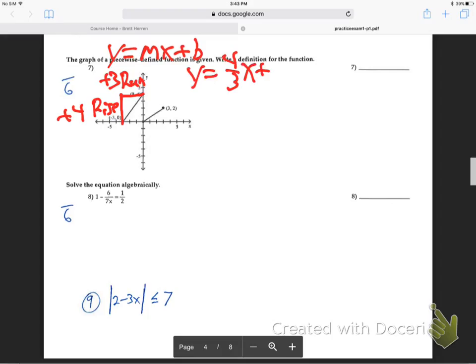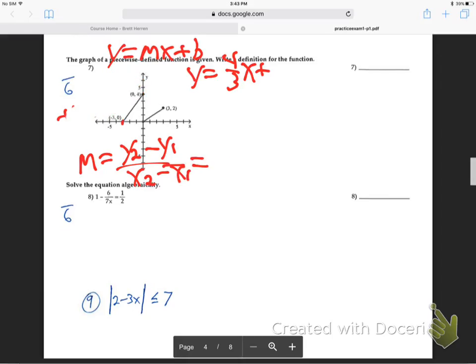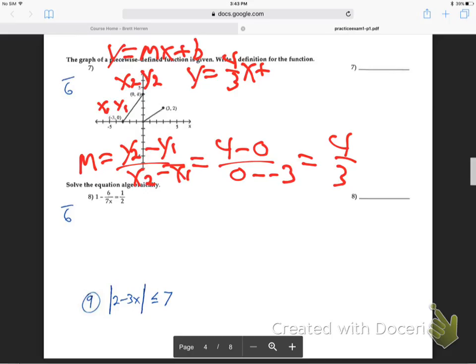4/3 x plus. If you want to be more formal about it, you could do the formula, y2 minus y1 over x2 minus x1. If you're not sure, just looking at it's good enough. You could do the official, x1 y1 x2 y2: y2 is 4 minus y1 is 0, over x2 0 minus 3, is 4 over 3, same answer. So either way, by formula or by just looking at the picture, rise over run is slope.